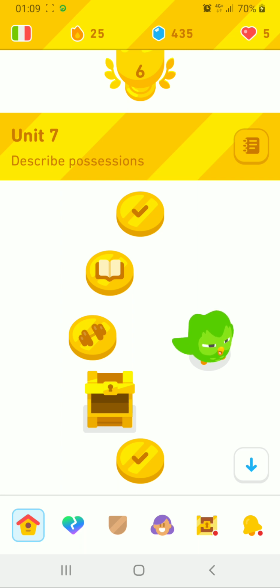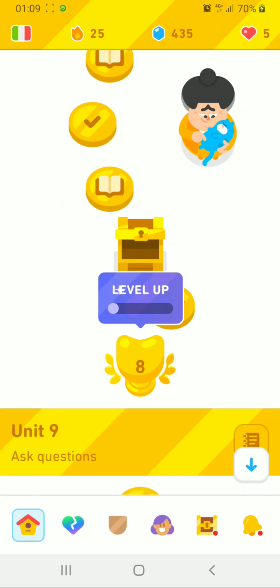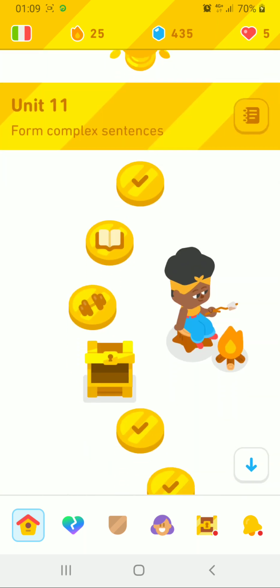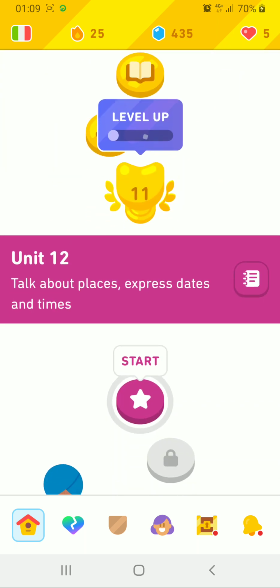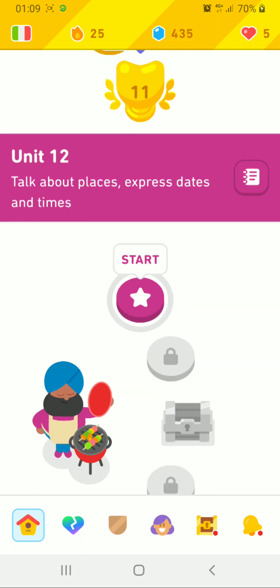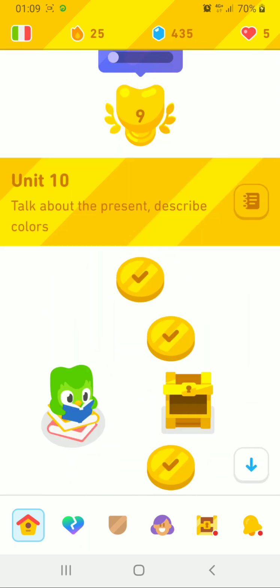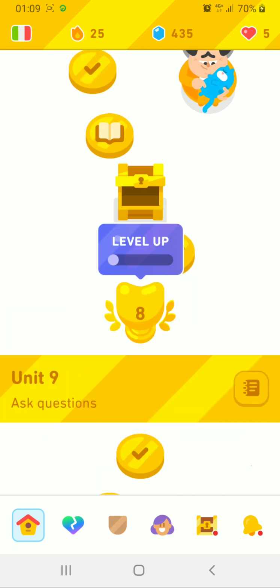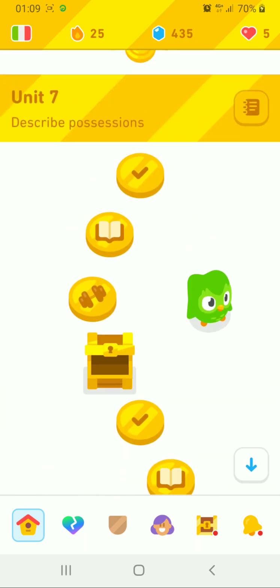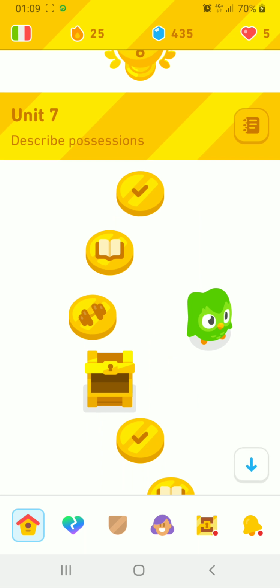So this is lesson number 27. I hope you kept up with your Italian language learning. As for me, I continued a little bit. As you can see, I have finished many units, and I have now reached unit 12. The last time I stopped at unit 7, and it's about describing possessions. So how do we describe possessions?